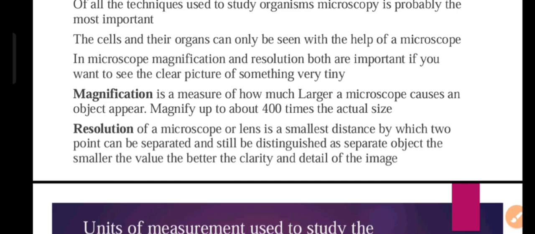Coming to magnification and resolution, both are very important. We can see tiny organisms, very small organisms, clearly only under the microscope. So the microscope is very important to study very tiny organisms, right? What is magnification? Magnification measures how much larger a microscope makes an object appear. A microscope magnifies up to 400 times the actual size of the organism. Understand? We can see under the microscope 400 times more than the actual size of the organisms.